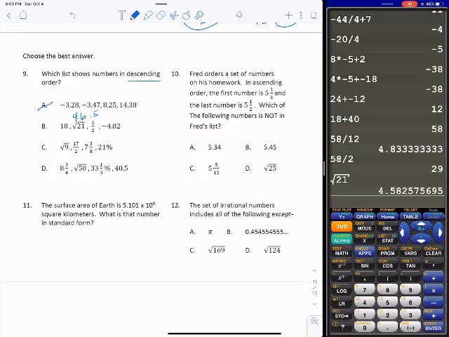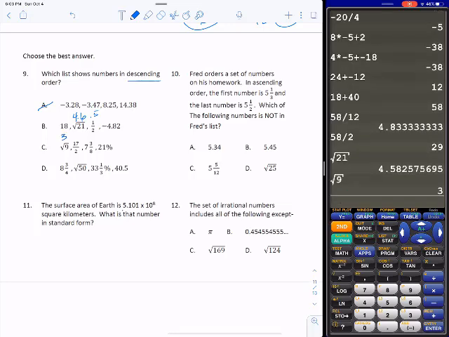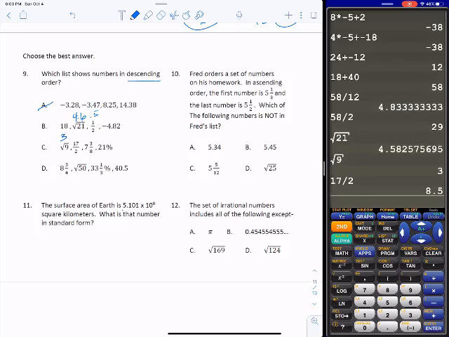So let's just kind of look at C here just to see. Well, I know the square root of 9. If I were to type that in, square root of 9, I know that's going to be 3. And then if I type in 17 divided by 2, I know that that's 8.5. So I know that's already going in the wrong direction.